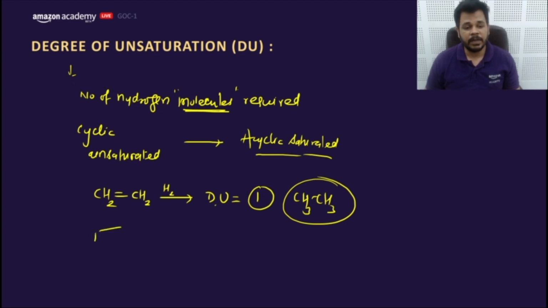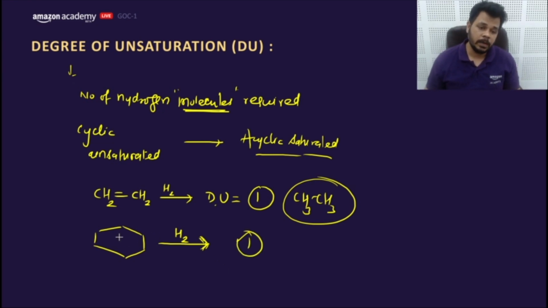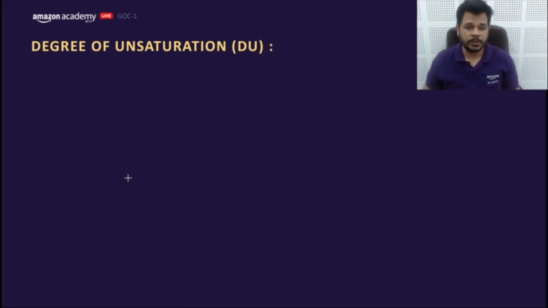Now let's start with the ring. What would be the DU of this? How many moles of hydrogen molecules are required to convert into an acyclic saturated compound? Now let's move to the next part, that is the formula, which we actually study in the books, but we are not going to follow that formula. We have our own formula. Yes, the degree of unsaturation would be 1, because the formula of it is C6H12, which will be converted into C6H14. So 1 mole of H2 molecule would be sufficient to convert into an acyclic saturated compound.